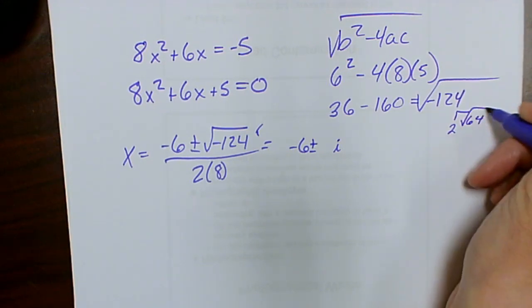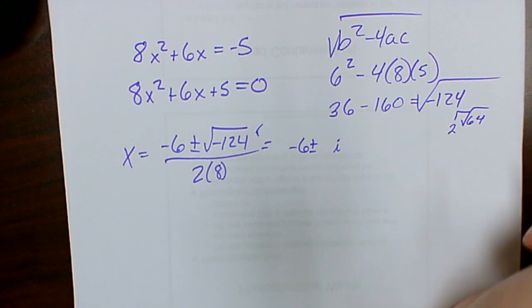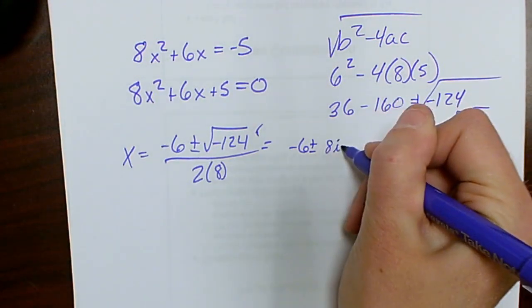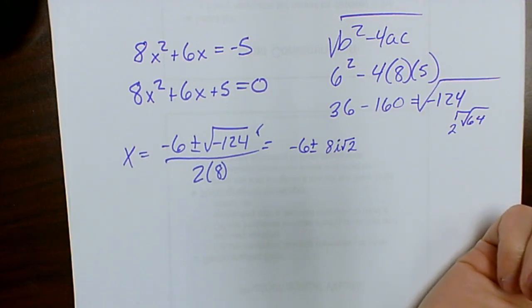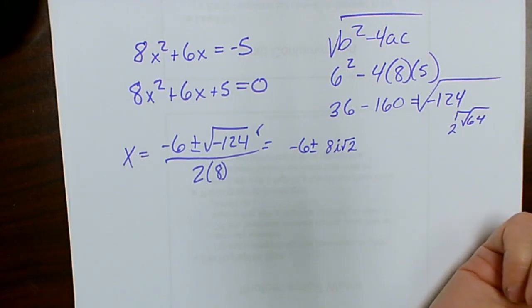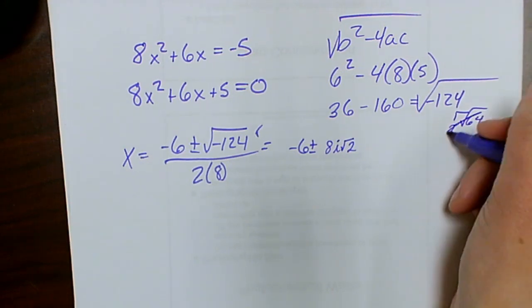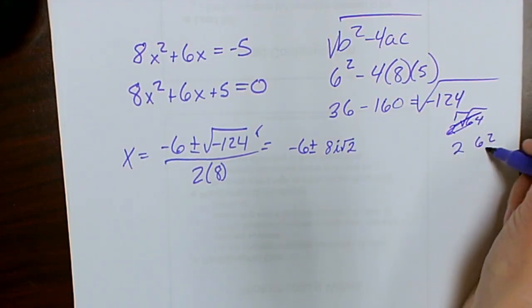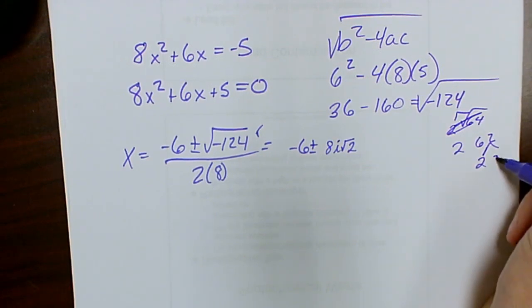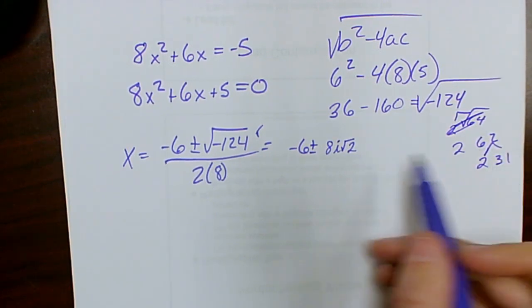So that would be a 64. Square root of 64 is 8. Square root 2. And then, did I do that right? Oh no, I didn't. I'm sorry. Let me do that right. That's 62. I thought something looked weird. And then 31. There we go.